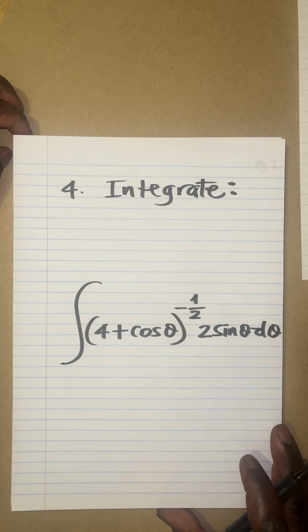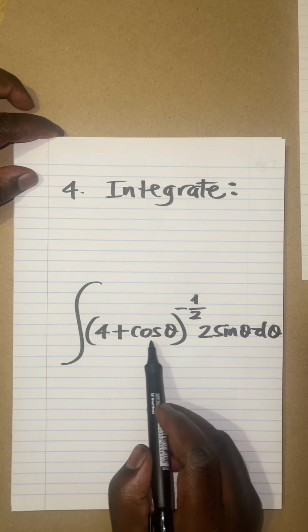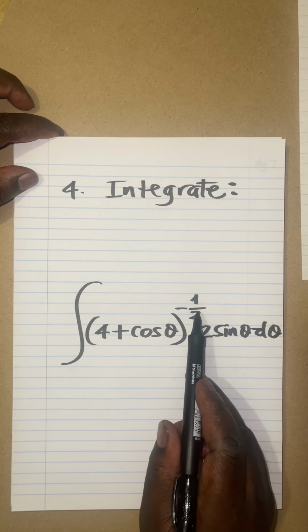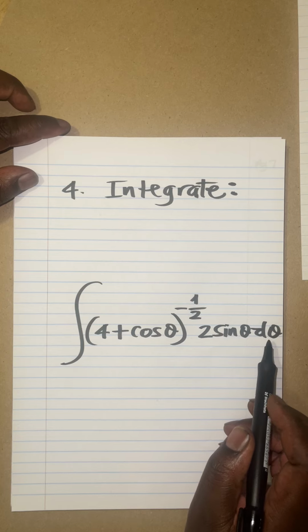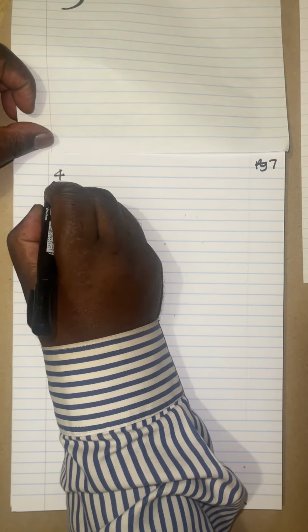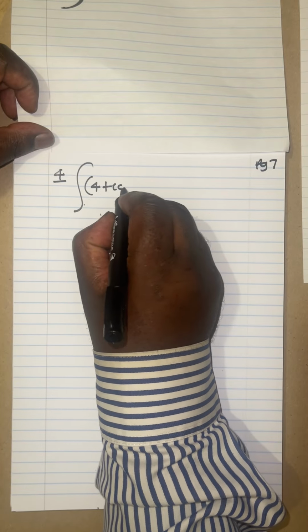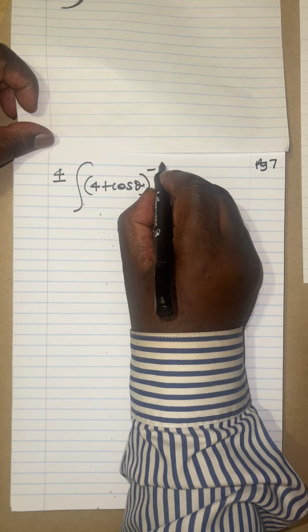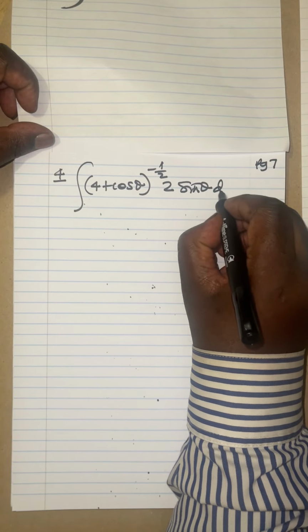Number 4, the question says integrate the integral of open brackets 4 plus cos theta all to the power minus half times 2 sine theta d theta. Right, so now the first thing is to deal with the negative exponent. So we approach this as follows. Question number 4, let's capture it as it is. We have 4 plus cos theta to the power minus half, and then we have 2 sine theta d theta.